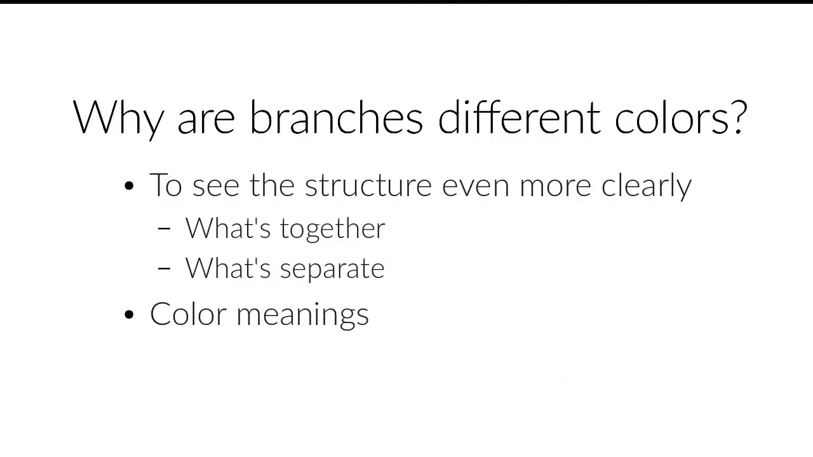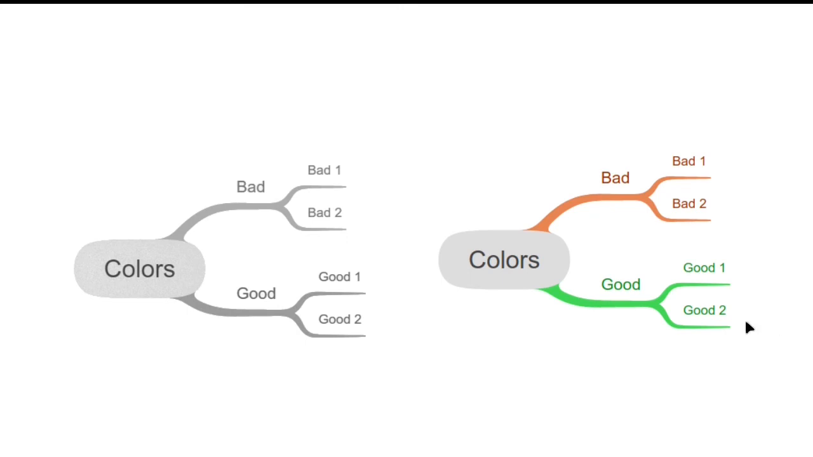Why are branches different colors? To see the structure even more clearly. What's together? What's separate? This is another thing what helps you to see instead of thinking about it. You can also make color meanings. See, this is together, and this is separate. This is bad, and this is good. Agree what the colored mind map is more clearly, is easier to see than gray.